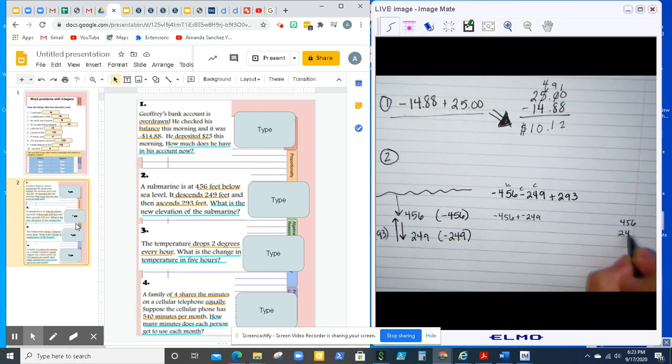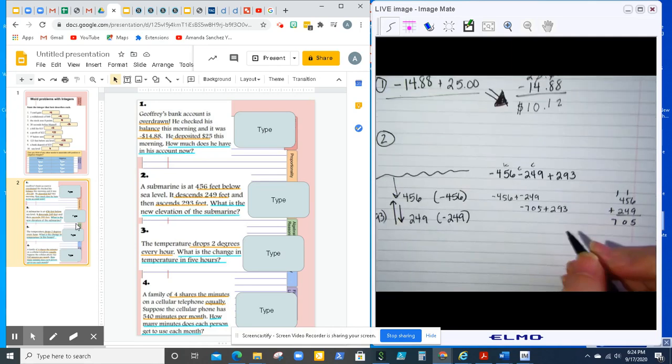456, 249. 6 and 9 is 15. 5 and 4 plus 1 is 10. 4, 5, 6, 7, 705. And that's a negative because they are both negatives. So now negative 705 plus 293.